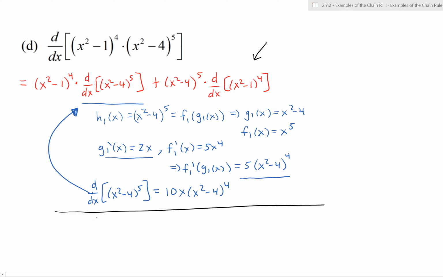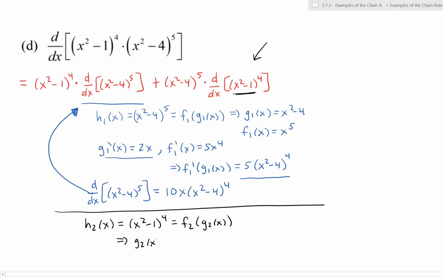For that second function, the derivative with respect to x of x squared minus 1 to the 4th, we could think of that function right in there as, say, h2 of x, which is x squared minus 1 to the 4th power, or if you will, f2 of g2 of x. I mean, you can call these whatever you want. I'm just trying to keep track of them using the same notation, more or less, that we've been using. And so what's g?